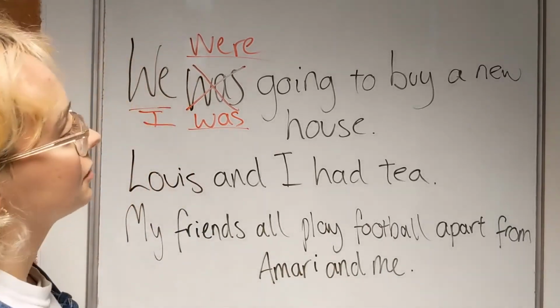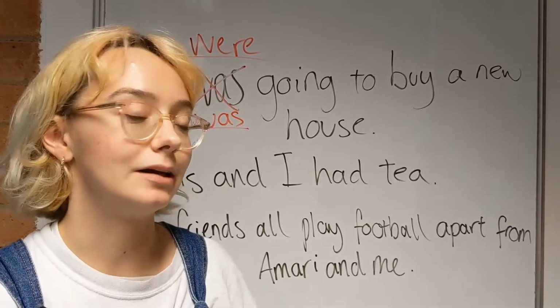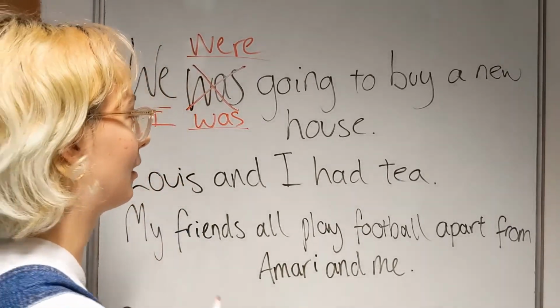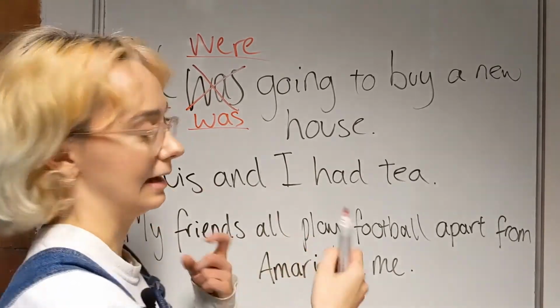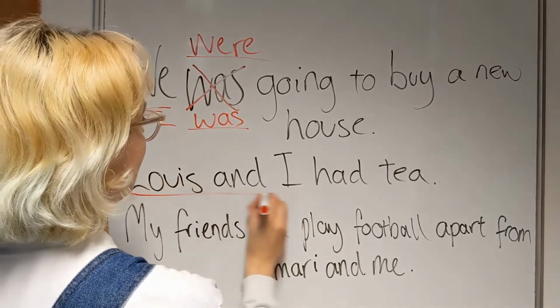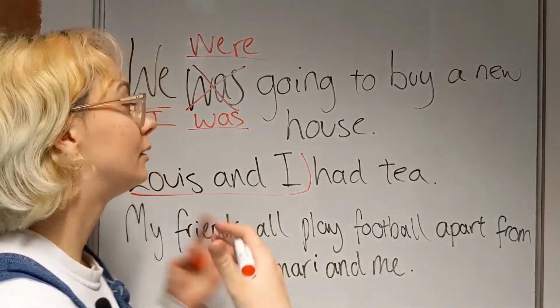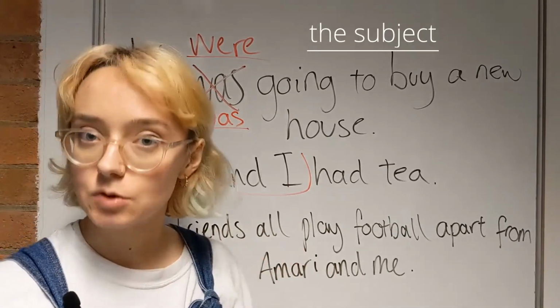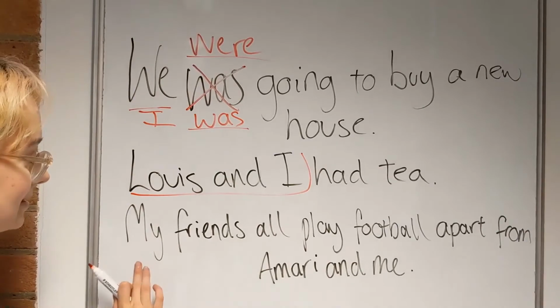And then we also have another important rule with our subjects when it comes to saying and I or and me. So we have the sentence, Louis and I had tea. Now we say Louis and I at the start of the sentence because Louis and I are the subject of that sentence. And this differs in this second sentence.